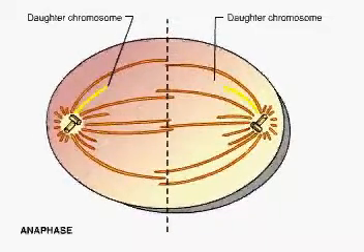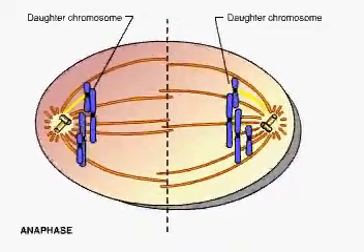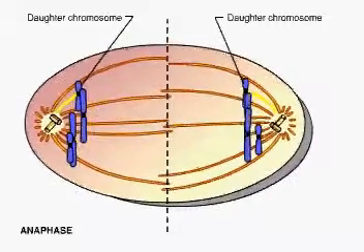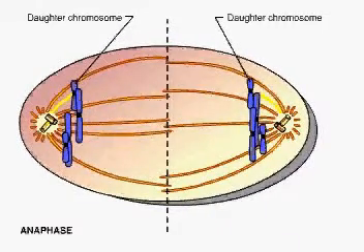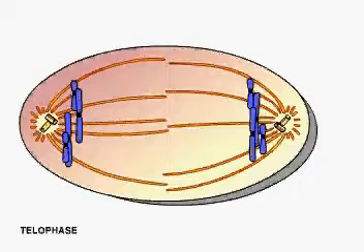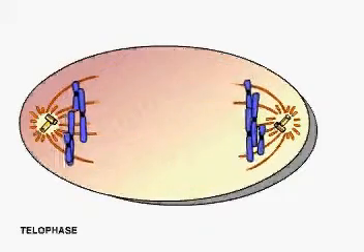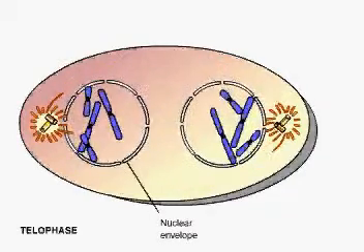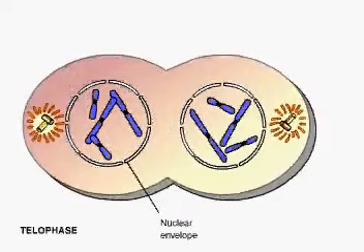Motor proteins of the kinetochores walk the daughter chromosomes along the spindle microtubules toward opposite poles, and the microtubules shorten. At the same time, the spindle microtubules not attached to chromosomes lengthen, pushing the 2 poles farther apart and elongating the cell. During telophase, nuclear envelopes form around the identical sets of chromosomes at the 2 poles of the cell.